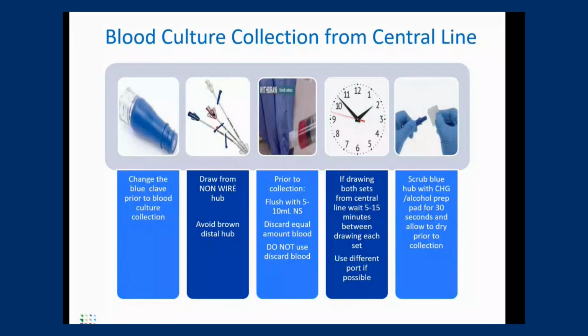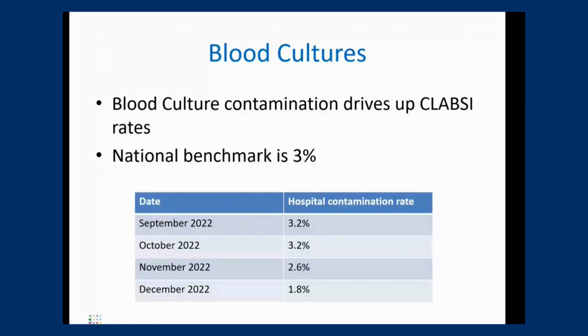You're going to be first flushing with 5 to 10 mLs of normal saline and then discarding that amount, you're not using that. If you have to draw 2 sets, both from the central line, you want to wait at least 5 to 15 minutes between each set and try to draw from different lumens then. So doing maybe one from the white and one from the blue. And then again, scrubbing the hub every time you're introducing something new with the CHG or alcohol prep.